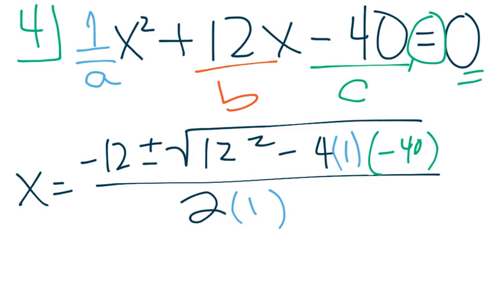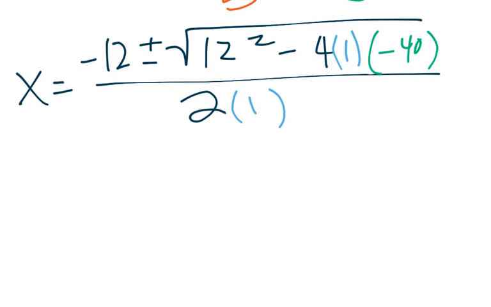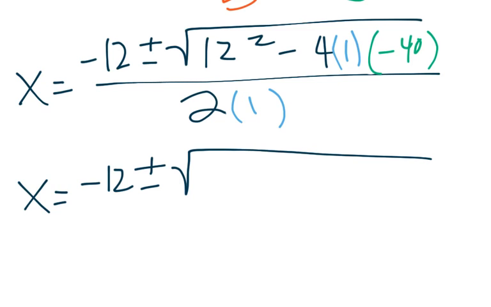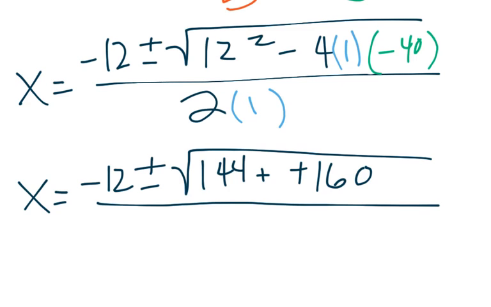Now we can simplify, and the first thing we're going to simplify is the inside of the square root sign. So we're going to rewrite the entire equation like the responsible mathematicians that we are. 12 squared is 144 minus 4 times 1 times negative 40. 4 times 40 is 160, so we have negative 160. Notice that we are minusing a negative number. What that really means is that we are adding. And then we are putting this over 2 times 1, which is 2.